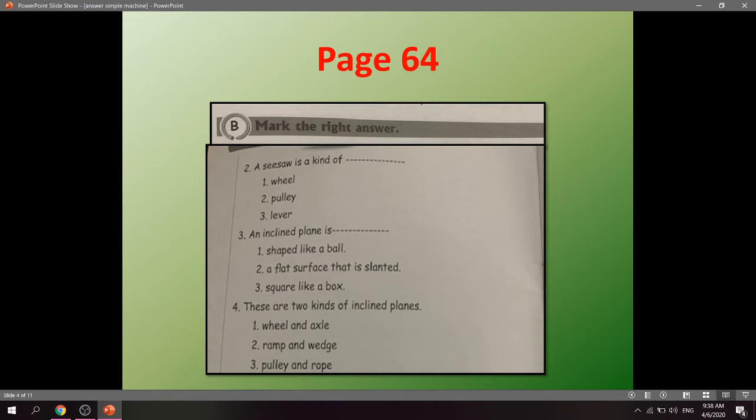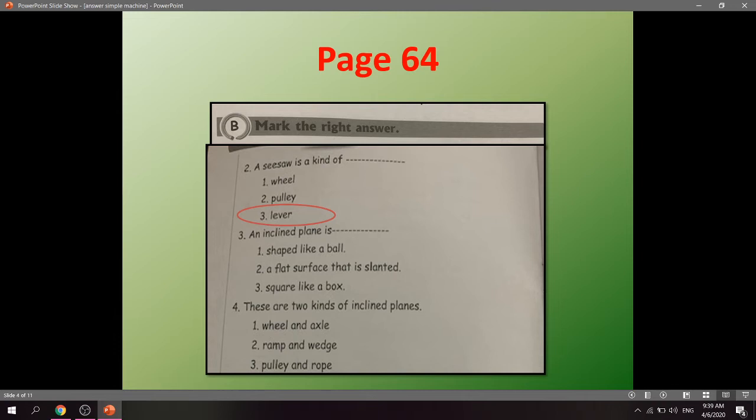Someone goes up and someone goes down. So it's a kind of what? Of lever, exactly. So remember, lever means something goes up and the other goes down. Remember, the bottle opener also is a kind of lever. Why? Because something I will put up, the cap, will get put up by the bottle opener.